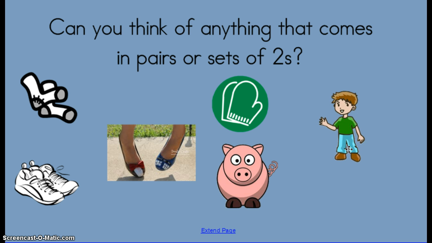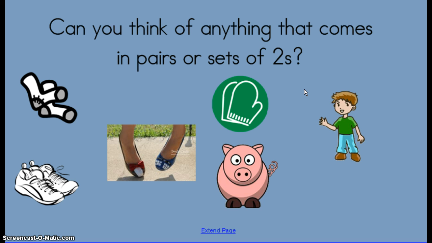And finally, let's take a look at this kid. You're a kid just like him. What do you have 2 of? You have 2 eyes, 2 ears, 2 hands, 2 feet, 2 arms, and 2 legs. So you have lots of things just on your own body that come in 2. So many things come as a set of 2.